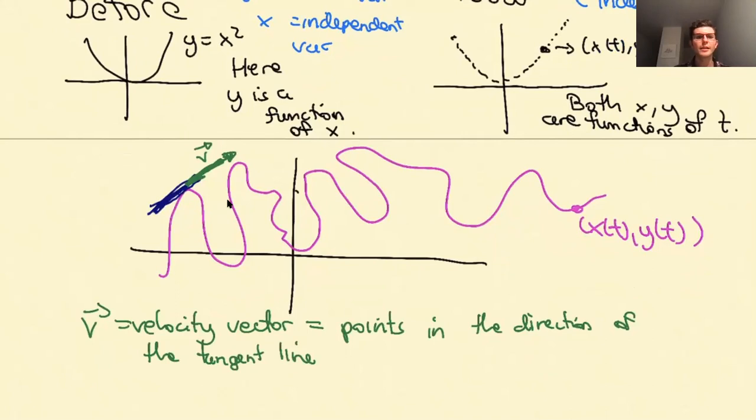So you can imagine that to a curve, you can start drawing these vectors that are tangent to the curve, these arrows basically, that start giving you the velocity that the particle had at that moment in time.